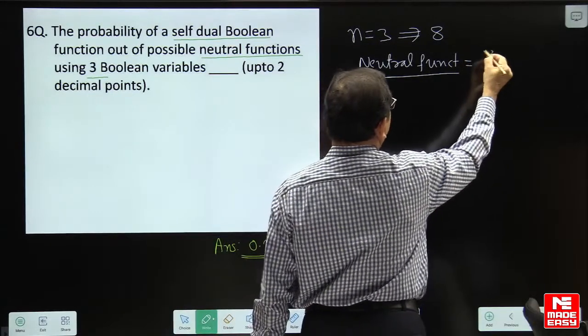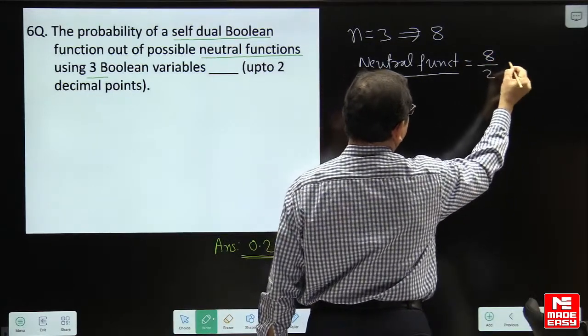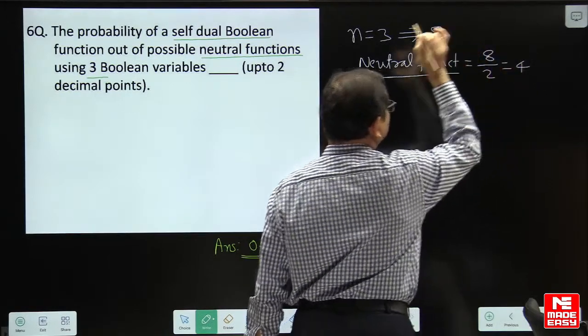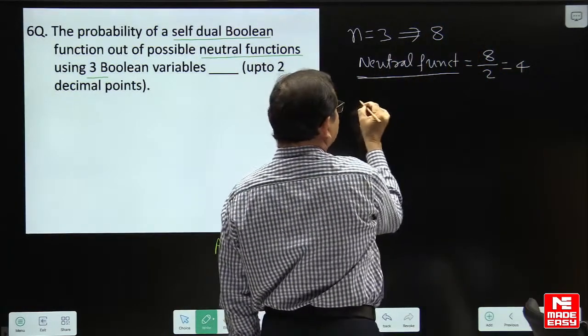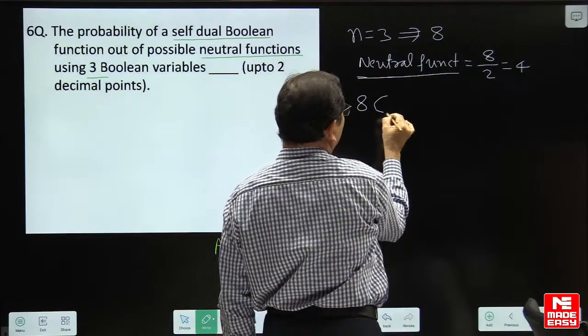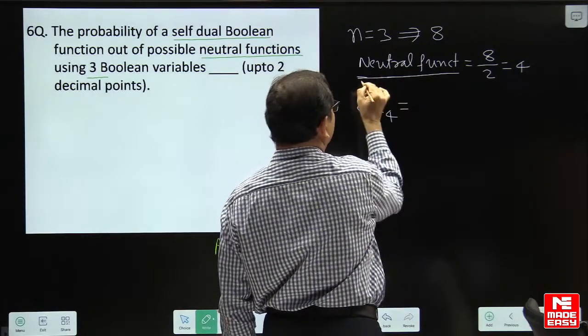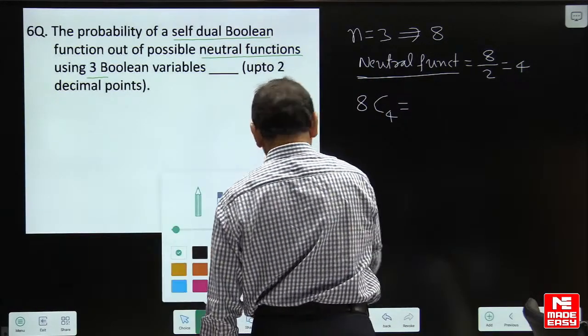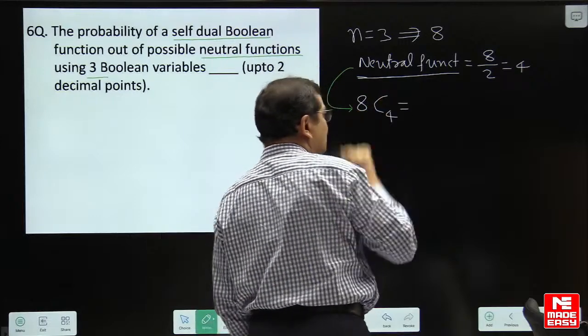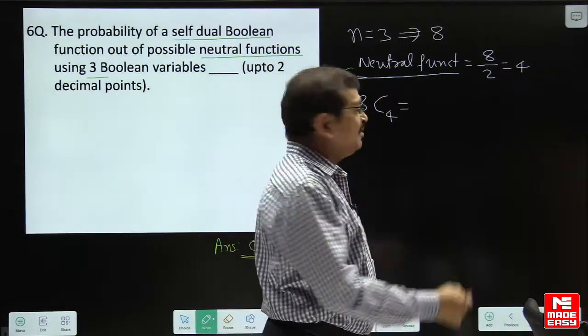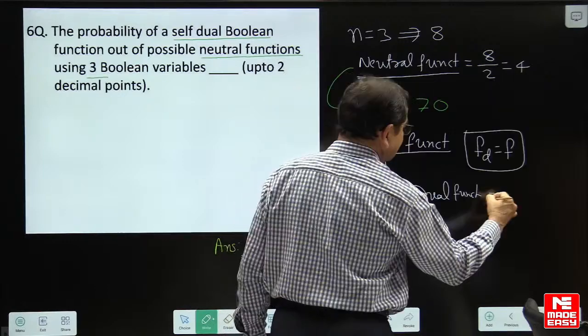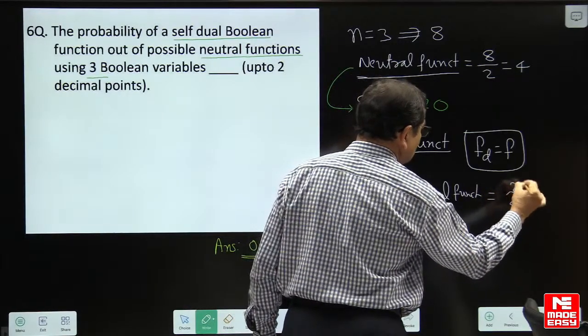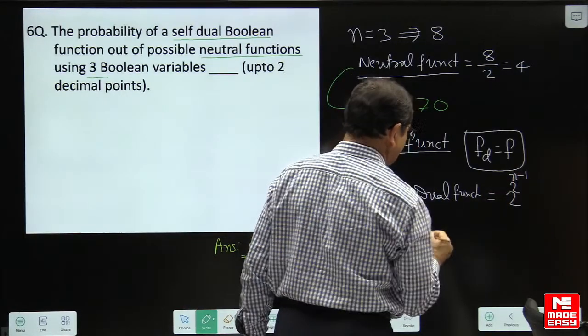It means half of the combinations must be the minterms. 4 combinations must be minterms. Out of 8 possible combinations, we want 4 combinations to be minterms. Then only the function is a neutral function. Then only we will name it a neutral function. So 8C4, if you work it out, the answer is 2 to the power of n minus 1.